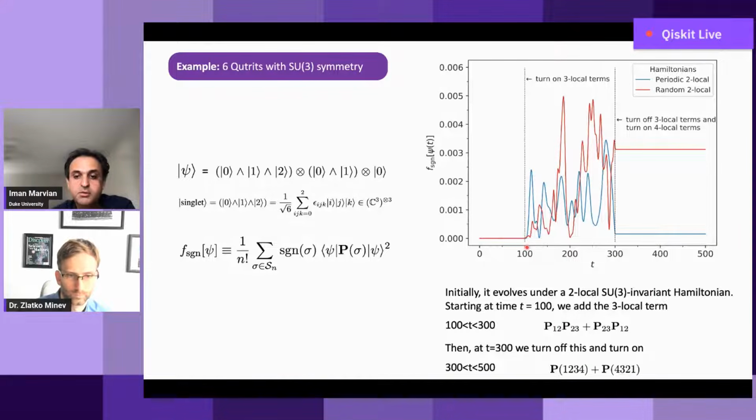But at t equal to 100, we turn on a 3-body interaction, and then we see that the function is not conserved anymore, so it evolves. And then at t equal to 300, we turn on another interaction, which is now 4-local. It acts on 4 qubits, but still respects that Z2 symmetry that I mentioned before. And again, it turns out that this function remains conserved. So this clearly demonstrates the conservation law that I was talking about.